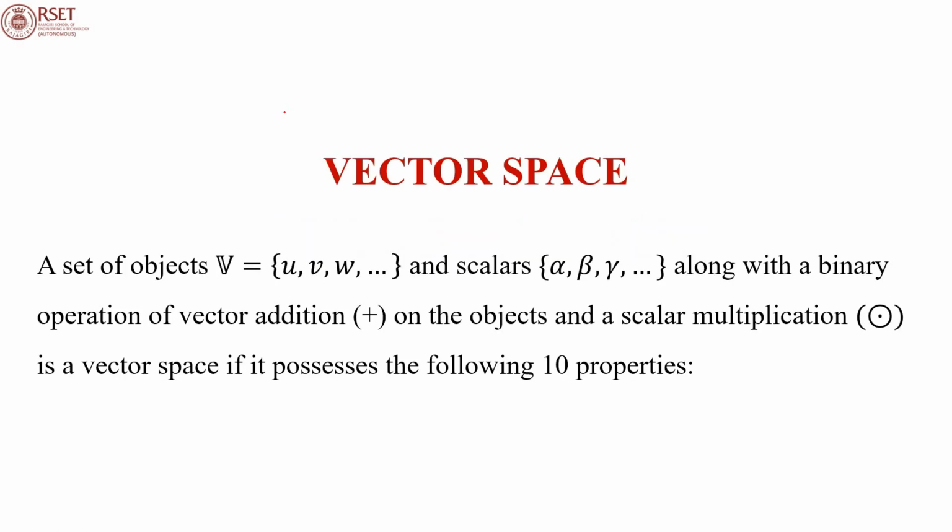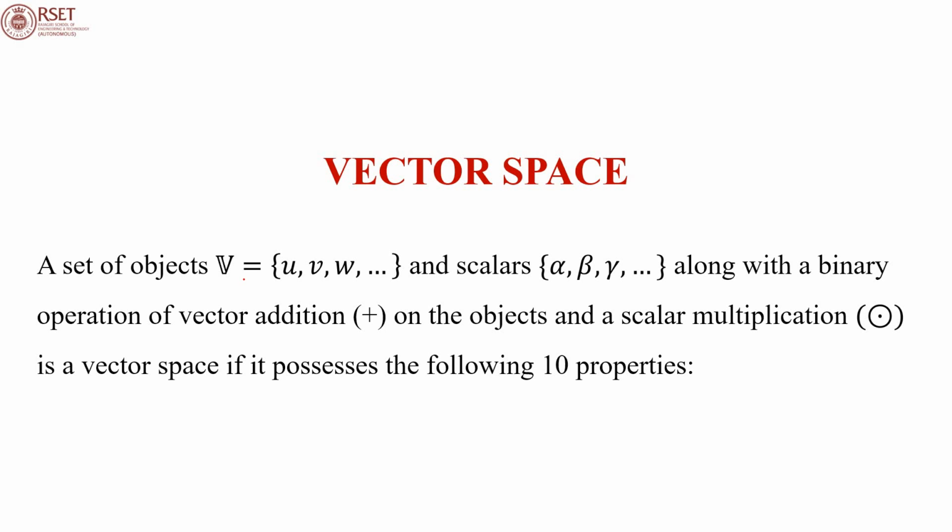A set of objects V equal to set u, v, w, etc. and scalars alpha, beta, gamma, etc. along with a binary operation of vector addition plus on the objects and a scalar multiplication dot is a vector space if it possesses 10 properties. So let us see what the 10 properties are.